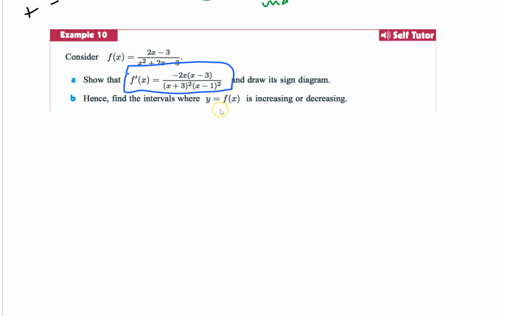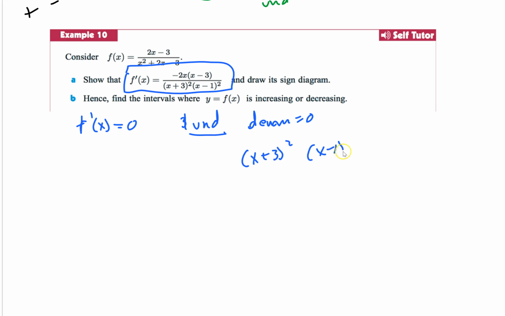Now, to do that, I need to find where the derivative equals 0 and where it's undefined. I'm actually going to do undefined first. Now, we have a fraction here. Undefined is when the denominator equals 0. So (x plus 3) squared times (x minus 1) squared equals 0. You could split them, but you're going to get x equals negative 3 and 1. Just like always, right? Set that equal to 0, you're going to solve x equals negative 3. Set that equal to 0, you're going to solve x equals 1. So those are like my vertical asymptotes. That's where it's undefined, right? So part of my critical points, though.